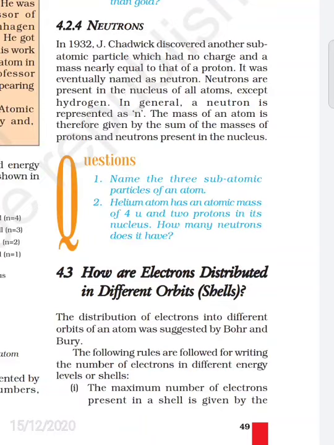And then the sum of the masses of protons and neutrons is known as the atomic mass, and about this we will study later.